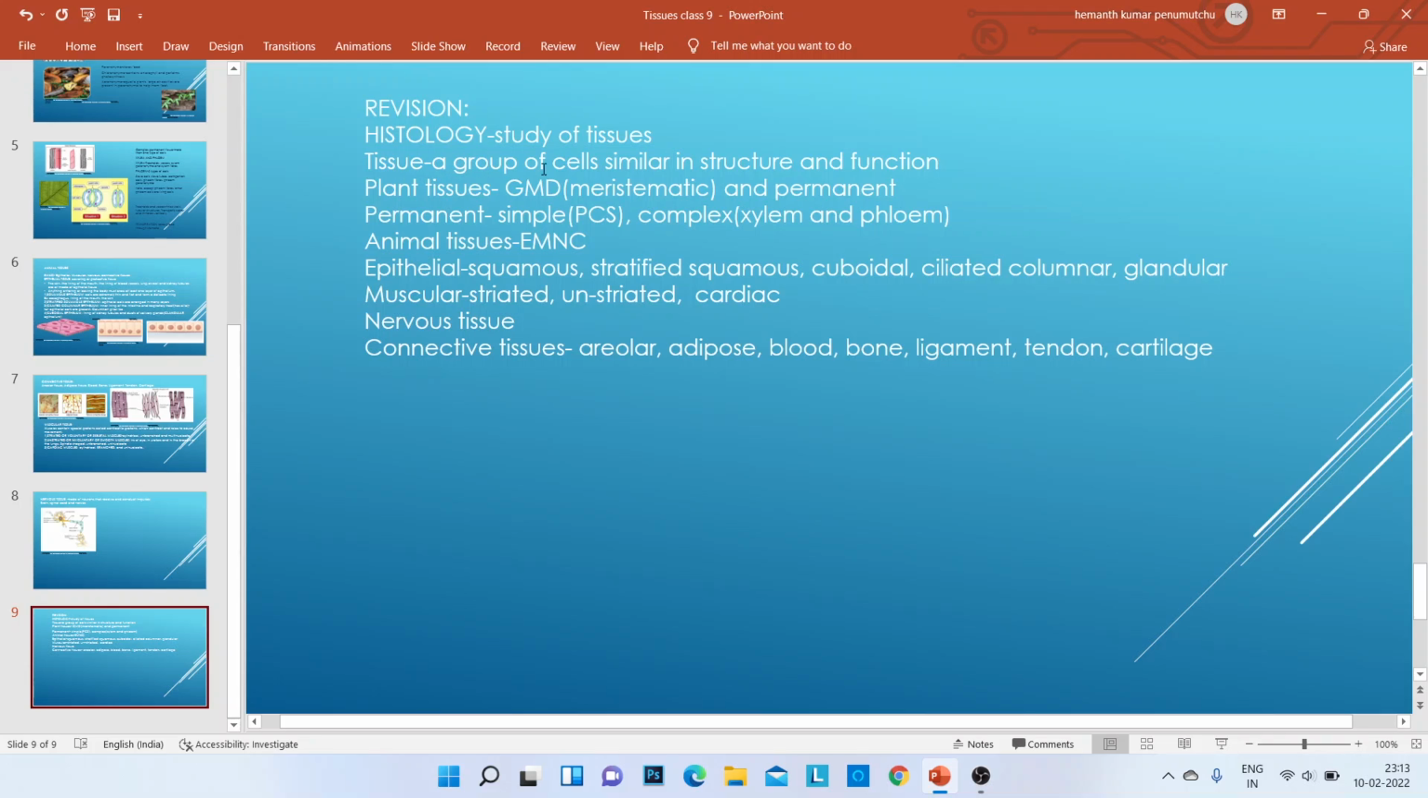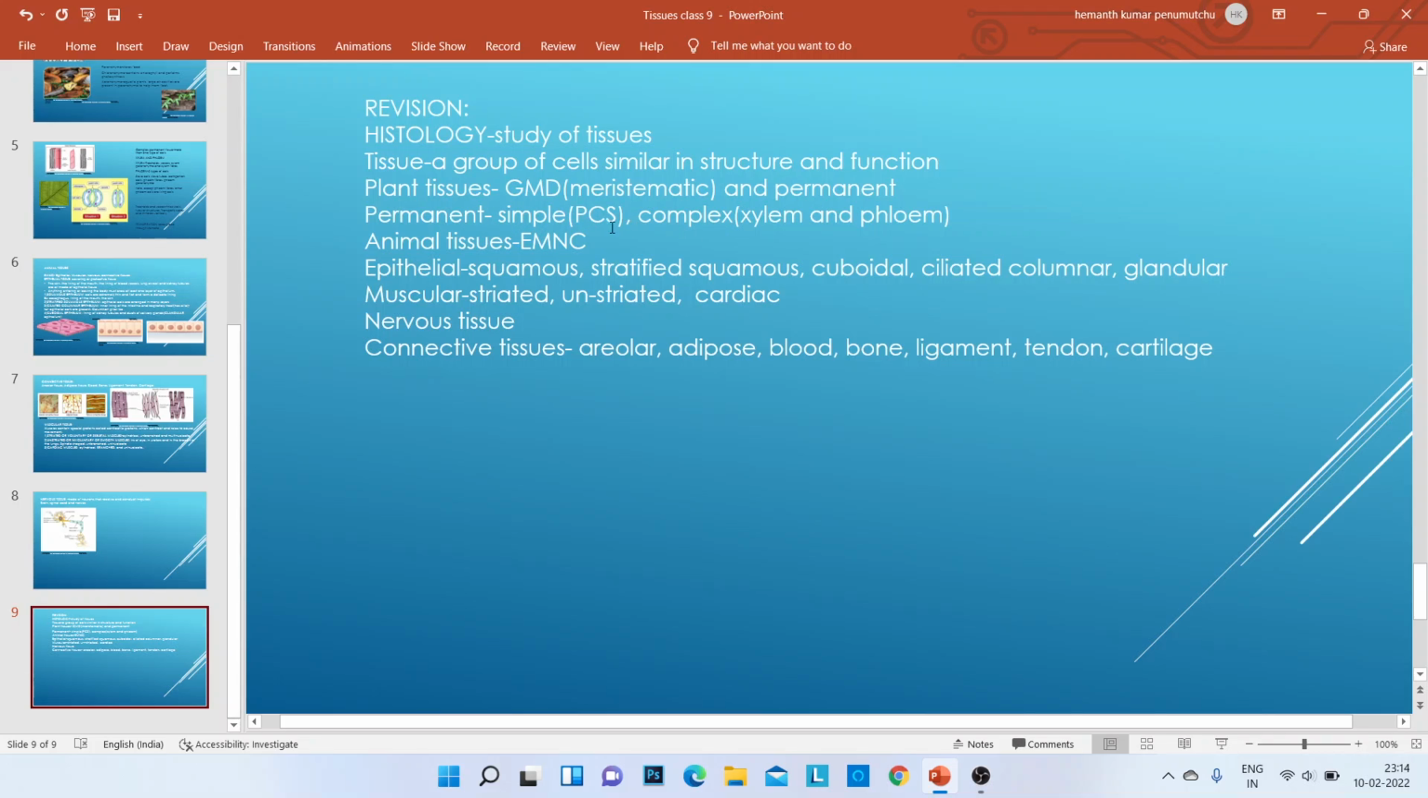Histology means the study of tissues, and tissue means a group of cells similar in structure and function. We have seen different types of tissues in plants and animals, how they are different, and what functions they perform. Plant tissues are meristematic and permanent. Meristematic tissue helps in growth in certain regions of the plant, and after meristematic growth stops, we can derive permanent tissue from meristematic tissue. Permanent tissues are further divided into simple and complex.